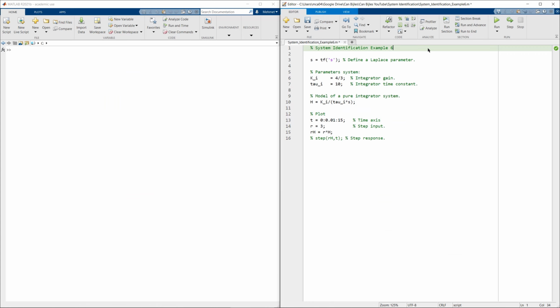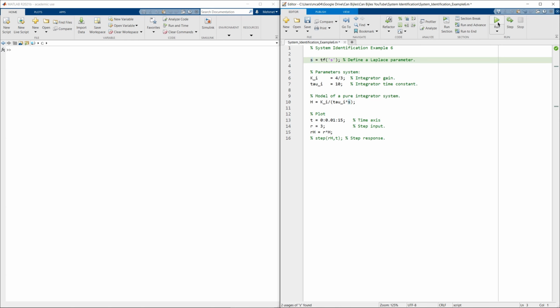So we continue with the MATLAB simulations. This is the real-time MATLAB. What we have is again the script here. We have the system identification example number 6. Again, I have defined a Laplace parameter using this command, and these are the parameters we have determined in our calculations. That was the ki, which is then our integrator gain 4 over 3. And there was a tau I, which is then 10 seconds, of course using that particular time of 10 seconds in our plot. So the model of the pure integrator system was then ki over the tau is. That is then actually what we have, and I can then use the plot to determine the value of this step response. So that's actually what I do down next.